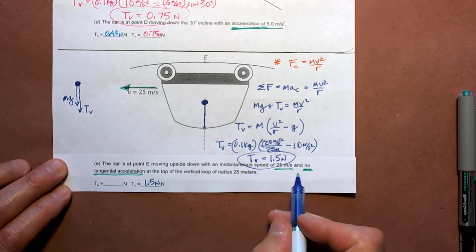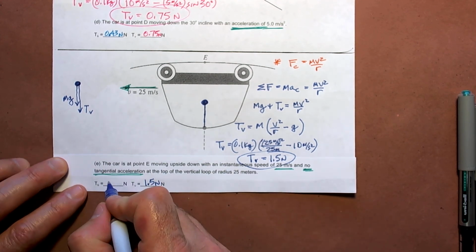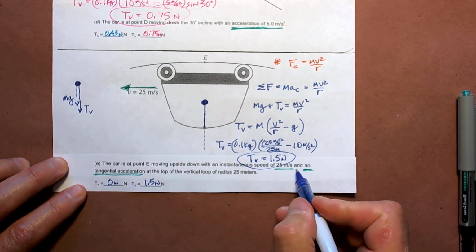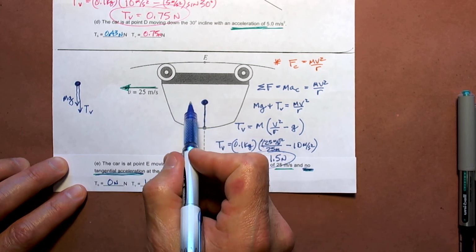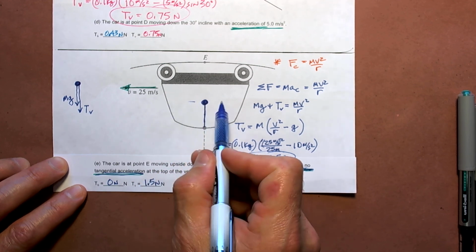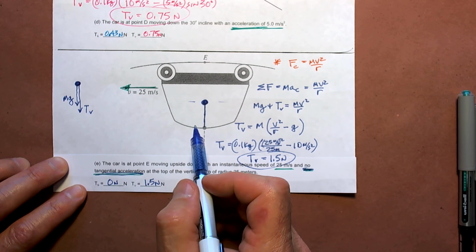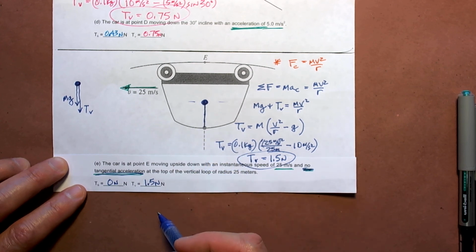Now, TH is going to be 0. Now, why is it going to be 0? Because it says there is no tangential acceleration. That means in the horizontal dimension, there's no force, there's no acceleration forward, there's no acceleration back, there's no acceleration, therefore there's no net force. Okay, that sums it up.